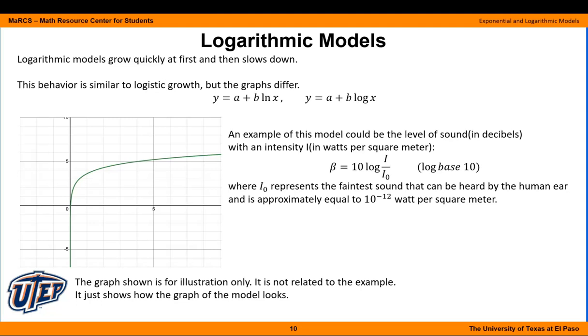One practical application involves measuring sound intensity. The decibel scale uses a logarithmic relationship between sound intensity and perceived loudness. The formula shown on the slide relates the intensity of a sound to its decibel level. Because human hearing responds logarithmically rather than linearly, logarithmic models provide a much more accurate way to describe sound. The graph shown here is simply an illustration of the general shape of a logarithmic function.